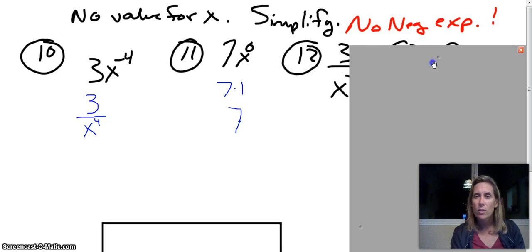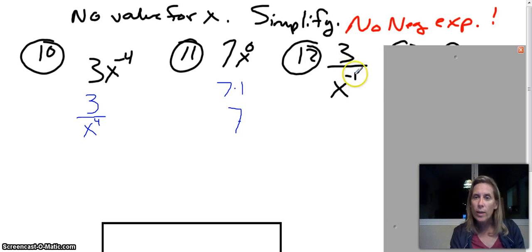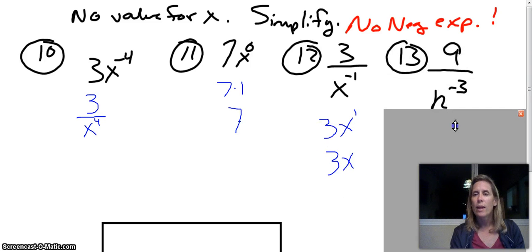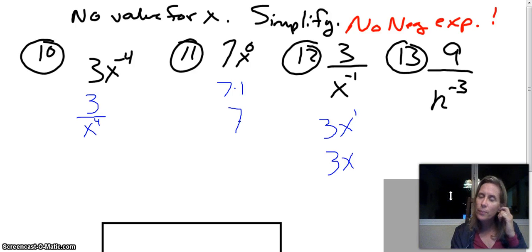Very good. Let's try number 12. Ooh, this is tricky. We now have a term in the denominator that has a negative 1 exponent. So the numerator doesn't have a negative exponent. So we will leave the 3 where it is, 3, but the denominator moves to the inverse location. It moves up, and we have x to the first, and x to the first is the same as having 3 times x. So simplest form would be less writing, so we write 3x. Good. And finally, one more. Try that, see what you can do.